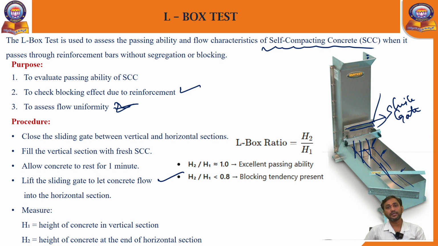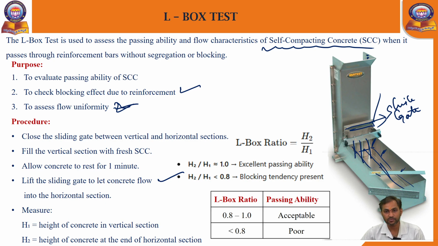If you get H2 by H1 equal to 1, then it is excellent passing ability. If you get less than 0.8, there is a blocking tendency in the L-box test. If you get a value between 0.8 and 1, that is acceptable passing ability. If you get less than 0.8, passing ability is very poor.